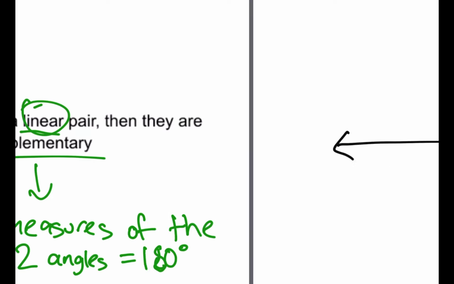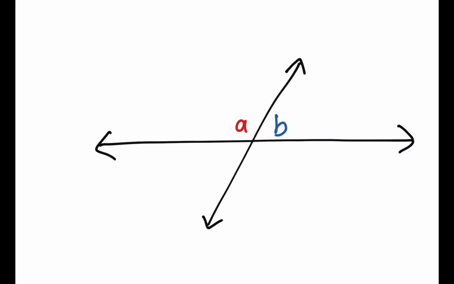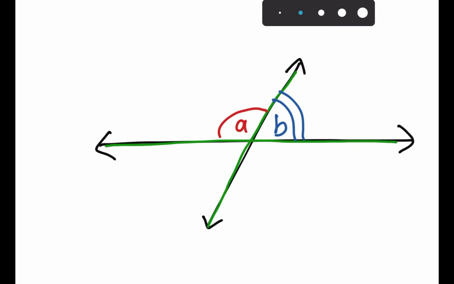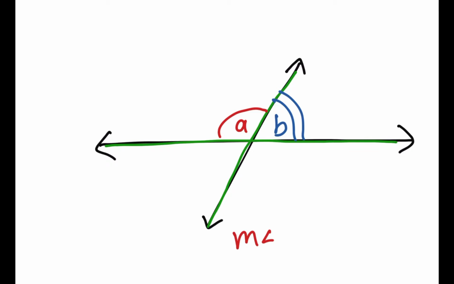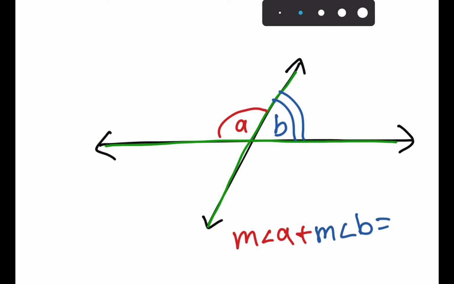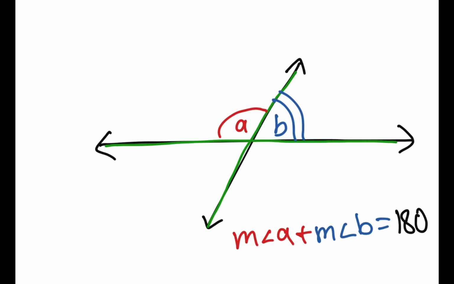Let's look at this on a graph. Over here, we have a straight line down here, and we have a cut over here. We also have two angle measures, angle A and angle B. What this linear pair theorem states is that the measure of angle A plus the measure of angle B is equal to 180 degrees. Right there.